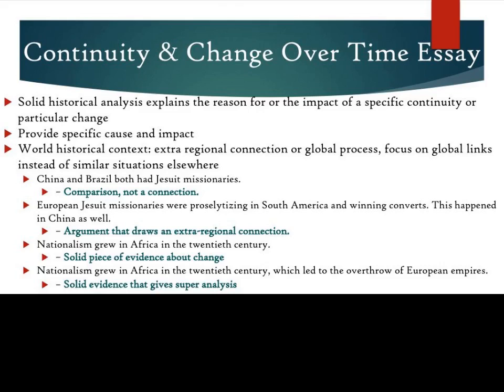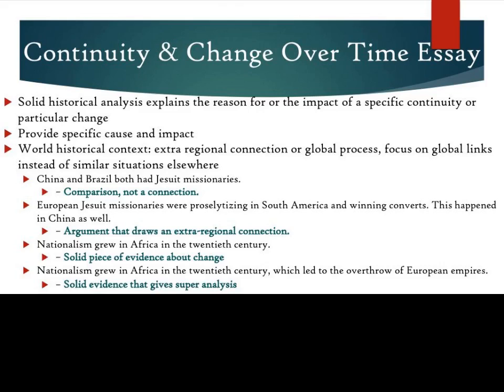So this is a big focus on global links as opposed to just a similar situation in another part of the world. So I've provided an example, and I think this is a really good example. And notice that they're not real big, wordy, fancy words. These are very descriptive, very concrete. They're not vague. China and Brazil both had Jesuit missionaries. Well, that's a comparison. That's not a connection. European Jesuit missionaries were proselytizing in South America and winning converts. This happened in China as well. That's an argument that draws on extra-regional connection. That goes beyond a simple comparison.